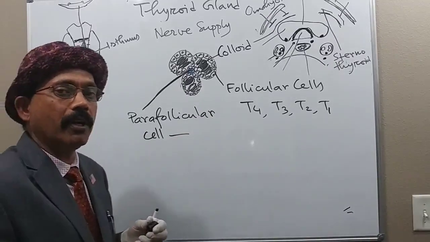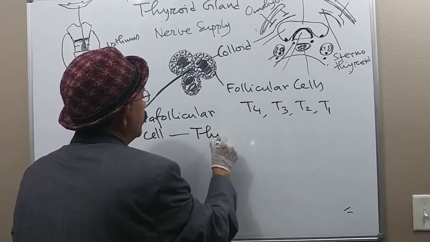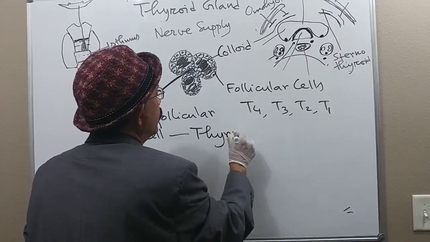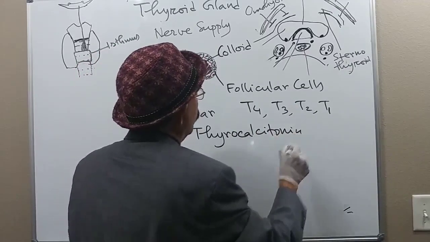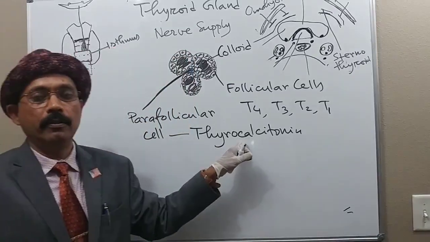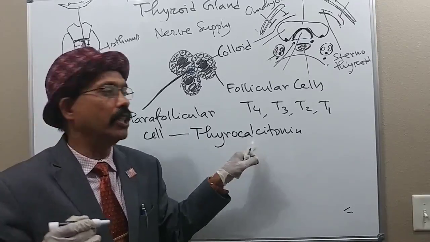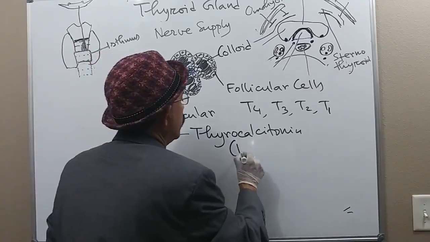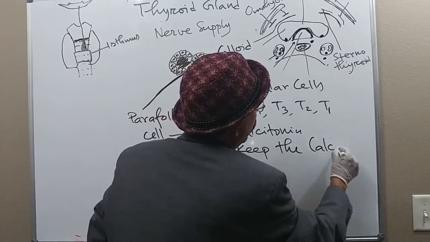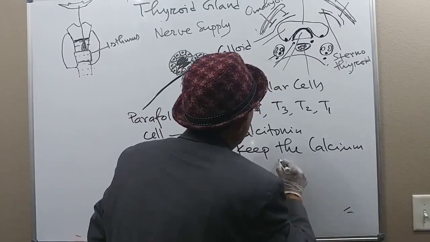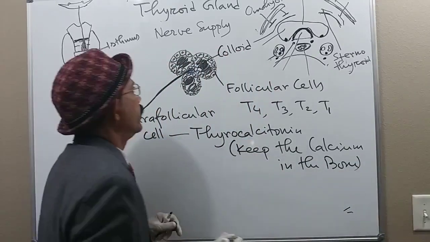What is released from the parafollicular cell? They release thyrocalcitonin, also called calcitonin. What is the purpose of thyrocalcitonin? Thyrocalcitonin keeps the calcium in the bone. Okay, we got that.